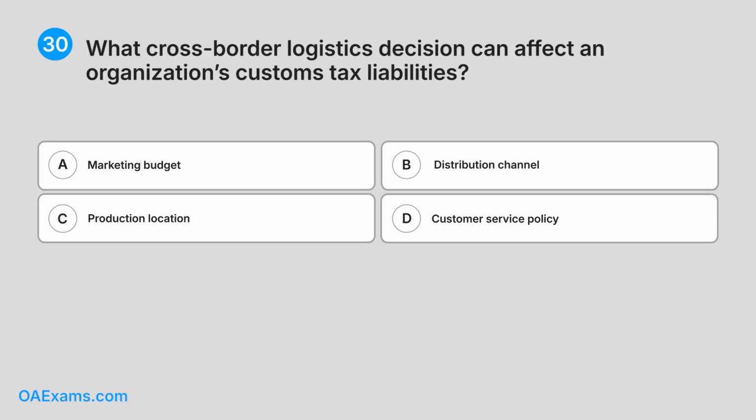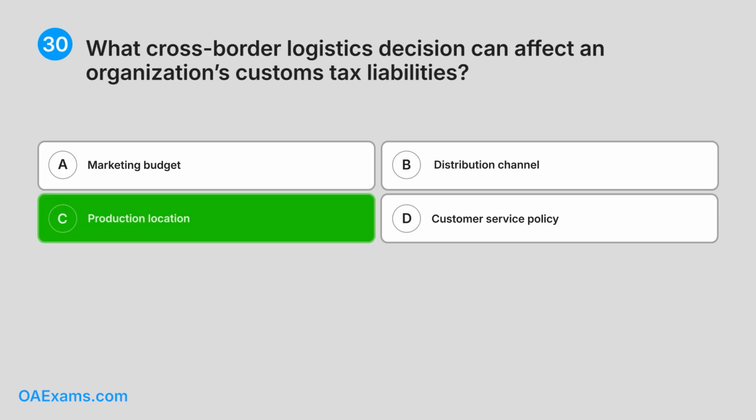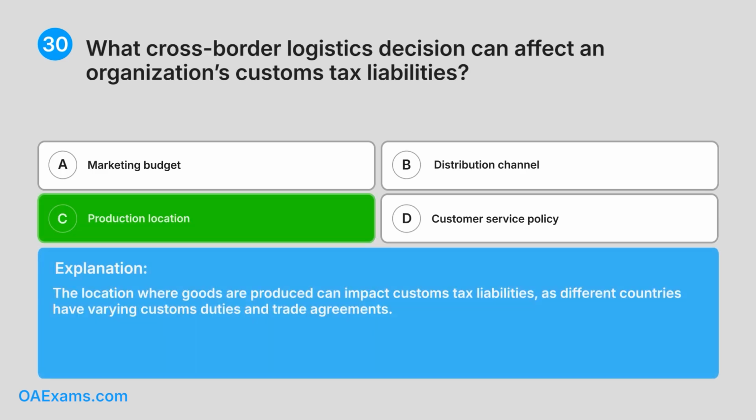Correct answer: C. Production location. Explanation: The location where goods are produced can impact customs tax liabilities, as different countries have varying customs duties and trade agreements.